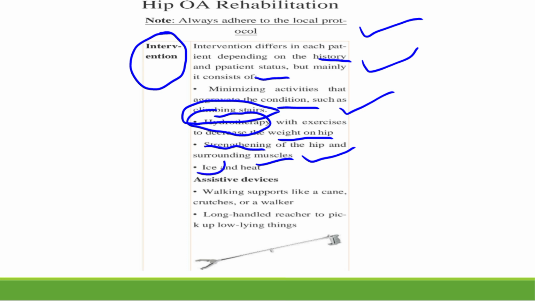Icing in the acute phase and heating in the chronic phase is also beneficial. Assistive devices we use are walking supports like a cane, crutches or walkers, so that the joint doesn't overload and the patient's activities of daily living become smooth. Long handle reachers to pick up low lying things. This is an aid for the patient.